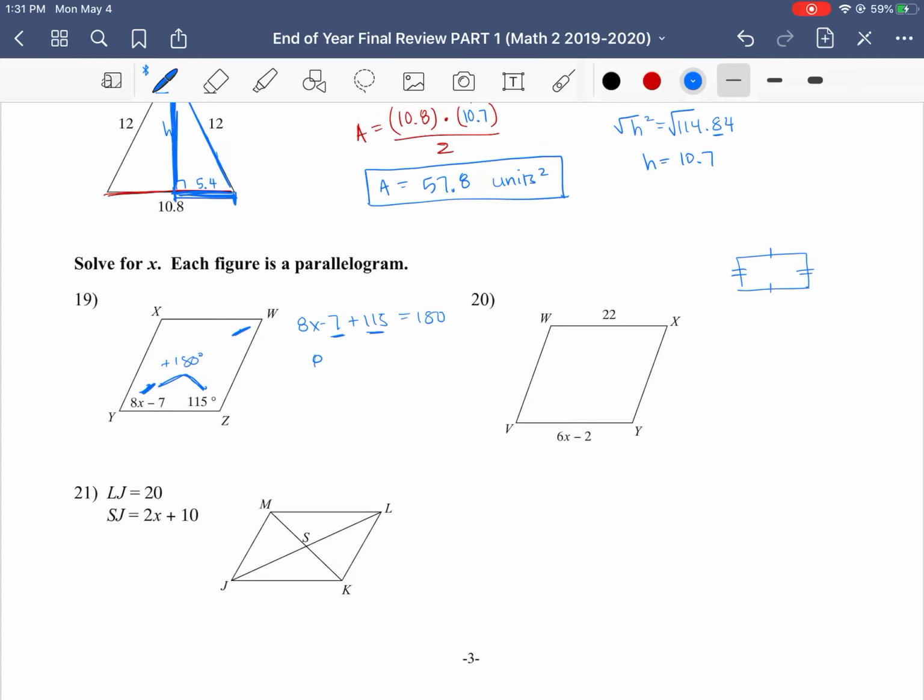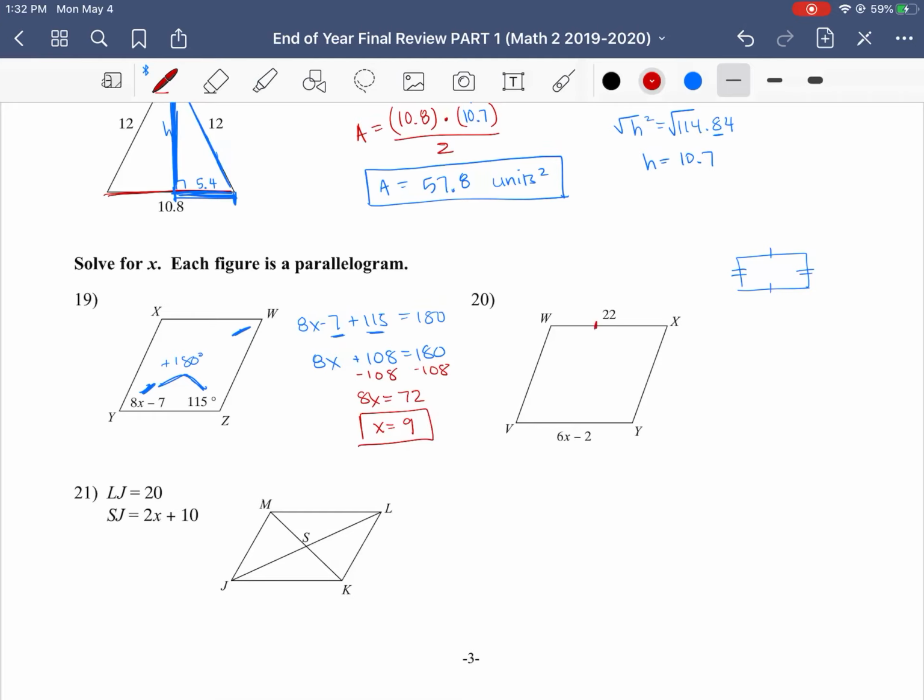So notice you have a negative 7 and a positive 115. So we've got 8x, and if we take negative 7 and add 115, we end up with 108. And then we continue to solve, so subtract 108. What's that, 72? And if we divide that, x is equal to 9. So again, if they're opposite, they're equal. If they're next to each other, we call them consecutive angles, then they add to 180.